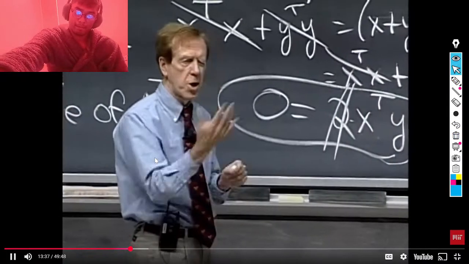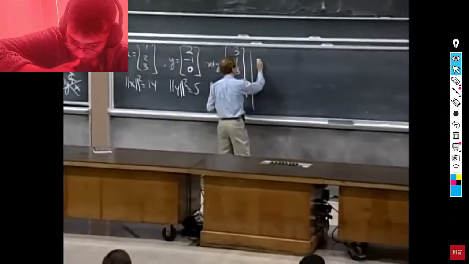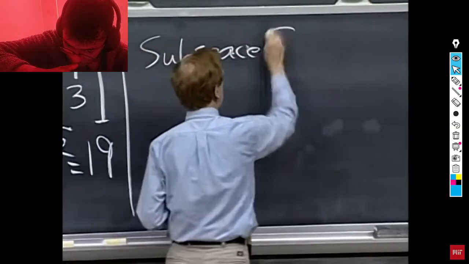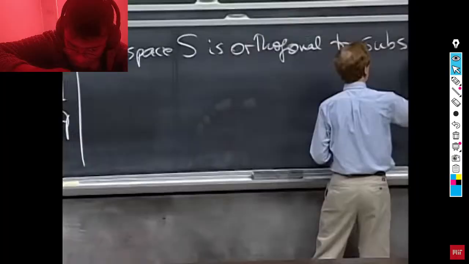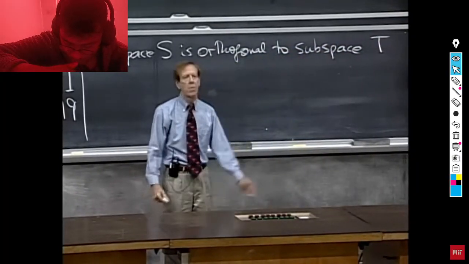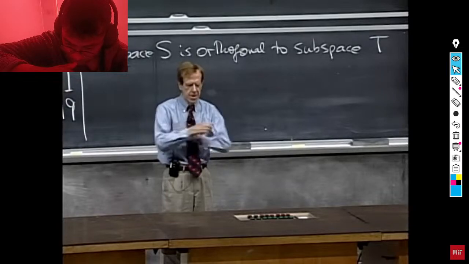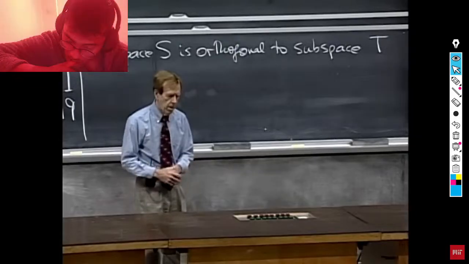That some subspace is orthogonal to some other subspace. Okay, I've got to write this down because we're defining the definition: subspace S is orthogonal to subspace, let's say T. So I've got a couple of subspaces. And what should it mean for those guys to be orthogonal? It's just a sort of what's the natural extension from orthogonal vectors to orthogonal subspaces?